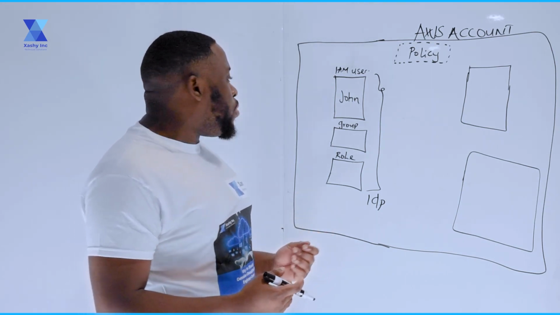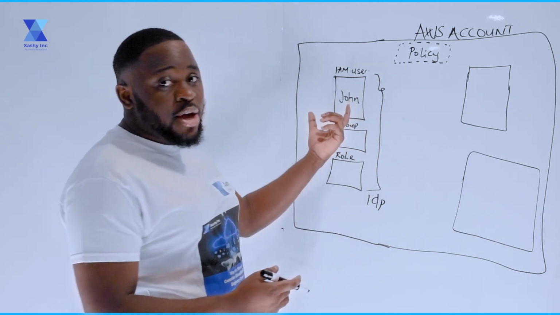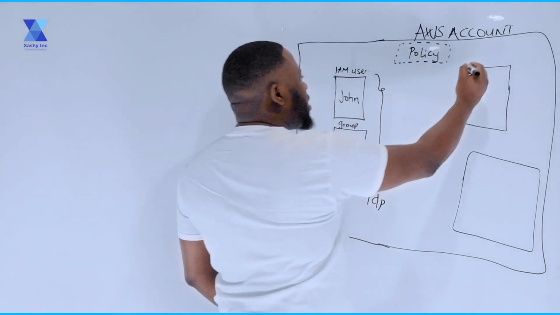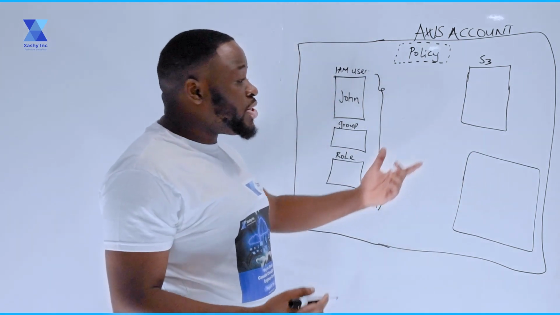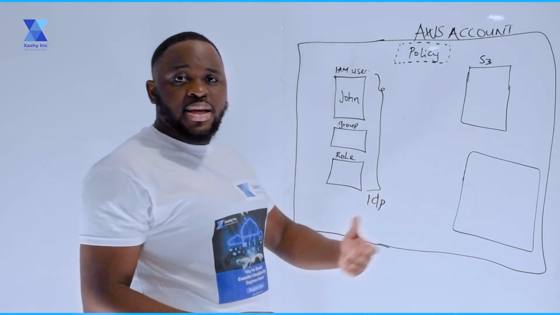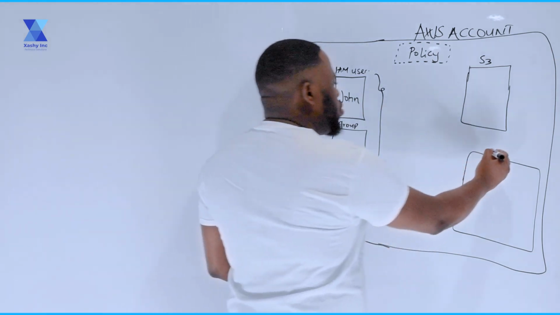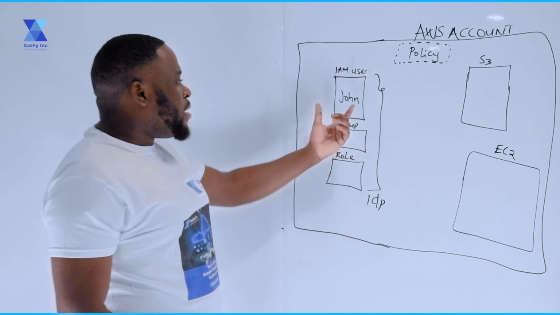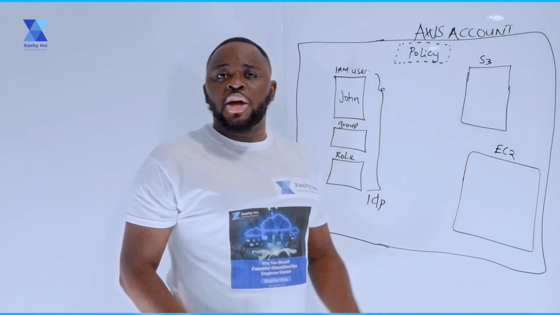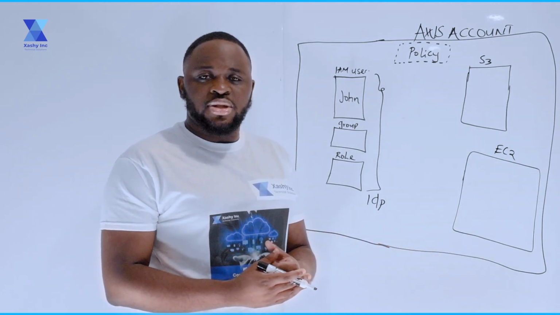Let's say, for example, you have a user called John. John, who is an IAM user, needs to access the S3 service to maybe create an S3 bucket and have access to other objects which are already in other buckets. Or let's say, for example, you have a service called EC2 on AWS, and you want the user called John to be able to create instances on the EC2 service.